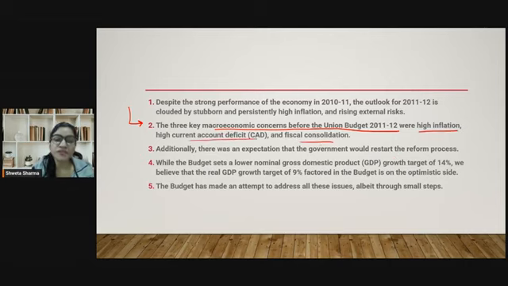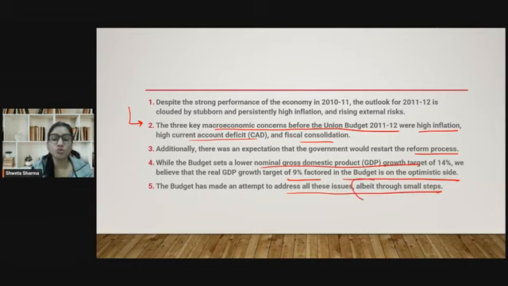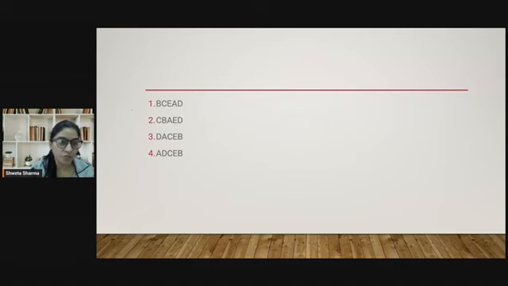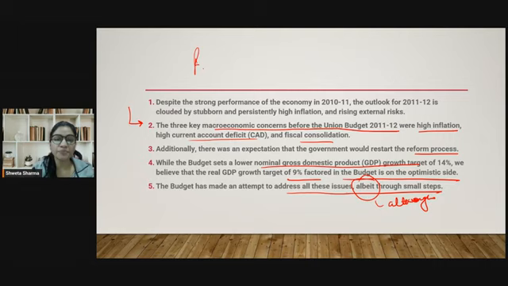Additionally, there was an expectation that the government would restart the reform process. While the budget sets a lower nominal GDP growth target of 14%, we believe that the GDP target of 9% factored in the budget is on the optimistic side. The budget has made an attempt to address all these issues, although through small steps. So of course, the option is BCEAD, which is the correct one, and we were able to figure out that B is the opening sentence.